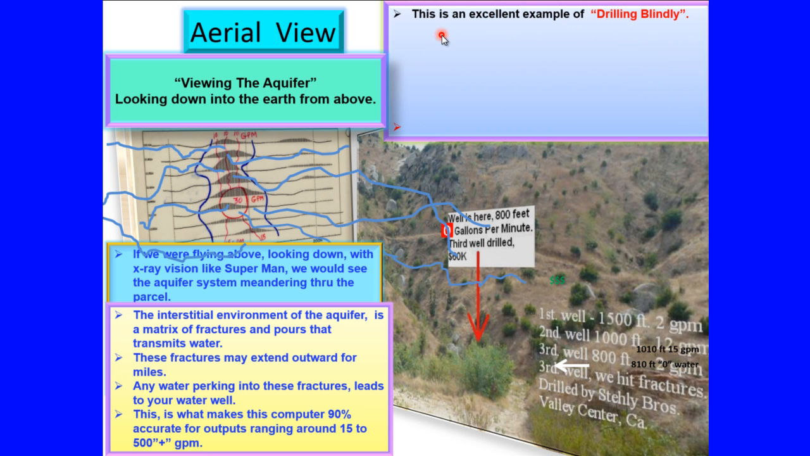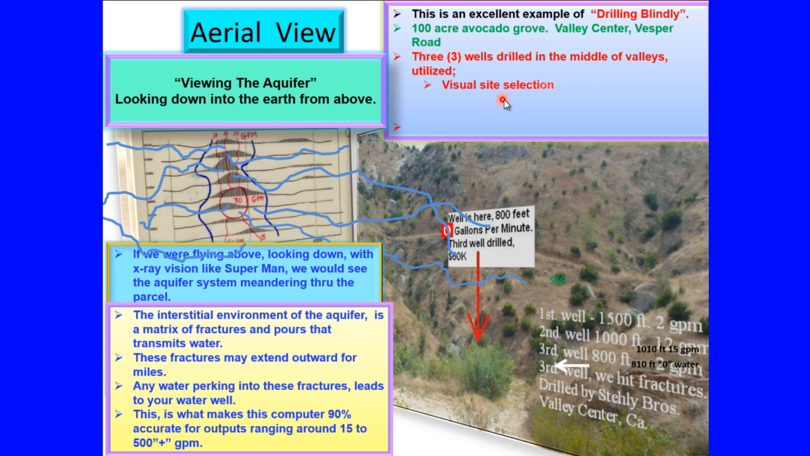This is an excellent example of drilling blindly. 100-acre Avocado Grove, Valley Sena, Vesper Road. 3 wells drilled in the middle of valleys. Utilize visual site selection, lineament analysis by Valerie, water witching, dowsing.